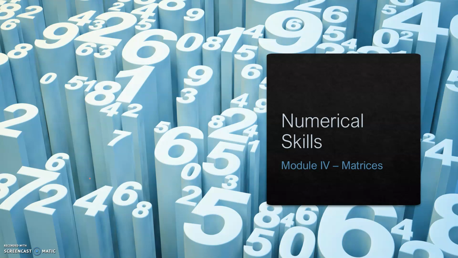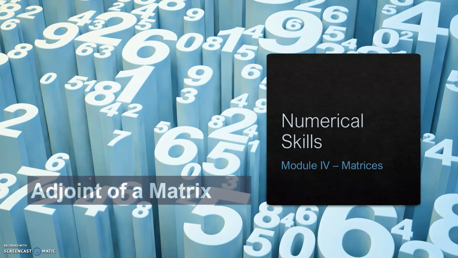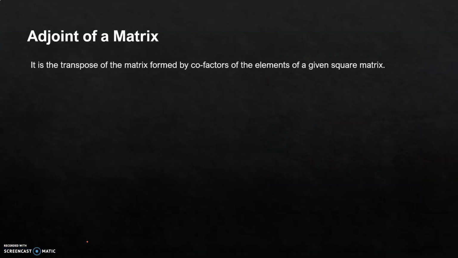Our topic for today is the adjoint of a matrix. It is a new topic. Let us check how to calculate the adjoint and what it means. The adjoint of a matrix is the transpose of the matrix formed by cofactors of the elements of a given square matrix. Transpose we know, and the cofactor we already discussed.